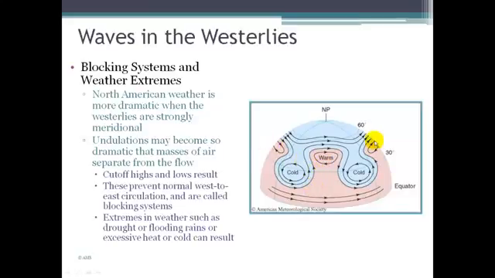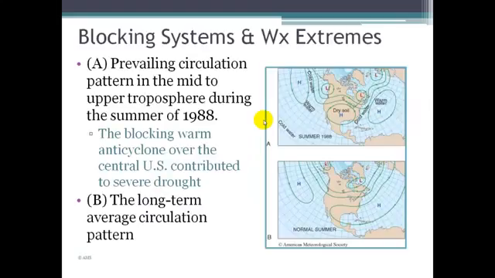So instead of having a constant kind of flow, we get these little subsystems that are created, and they kind of block the usual flow of air. And we see some examples here where we've had extreme weather events because of this kind of weather dynamic.